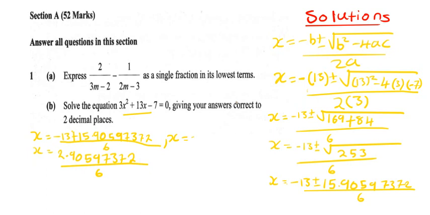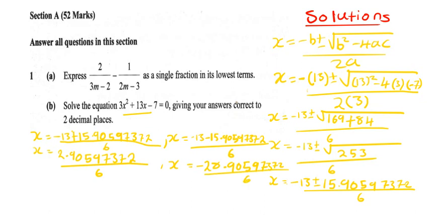And also here we have x, the one for the negative, you say x is equal to negative 13 negative 15.9059737 like that, over 6. And then you say x is equal to, now here you're going to say negative 13 minus 15.9059737 like that, and then your value will be negative 28.9059737 like that, over 6.